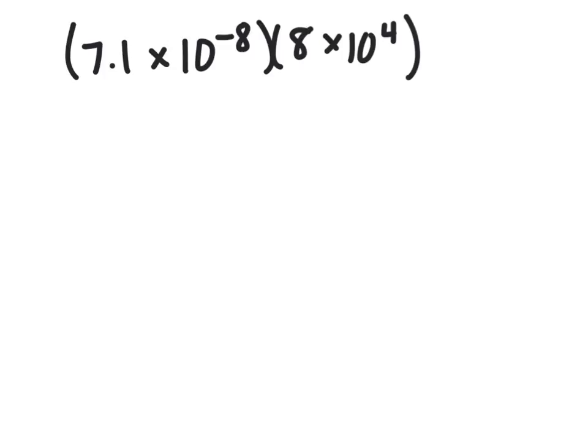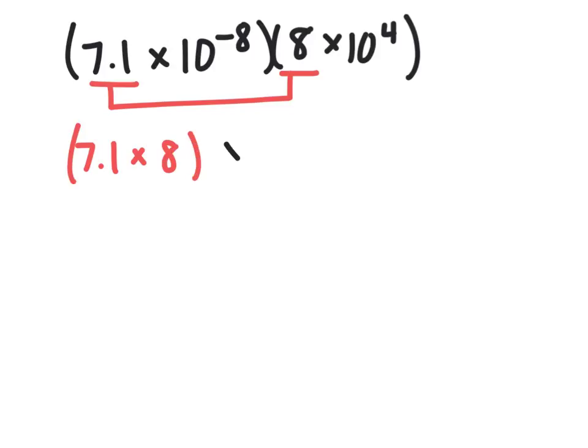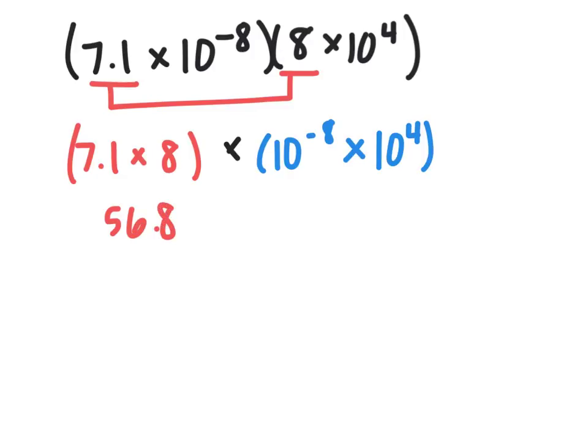We have 7.1 times 10 to the negative 8th power times 8 times 10 to the 4th power. Taking our leading numbers, our constants, we get 7.1 groups with the 8, and multiply that by the powers of 10 multiplied together. Doing a little mental math here, we get 7.1 times 8 is 56.8, times 10 to the negative 8 plus 4, which is negative 4. This number again is not written in scientific notation.